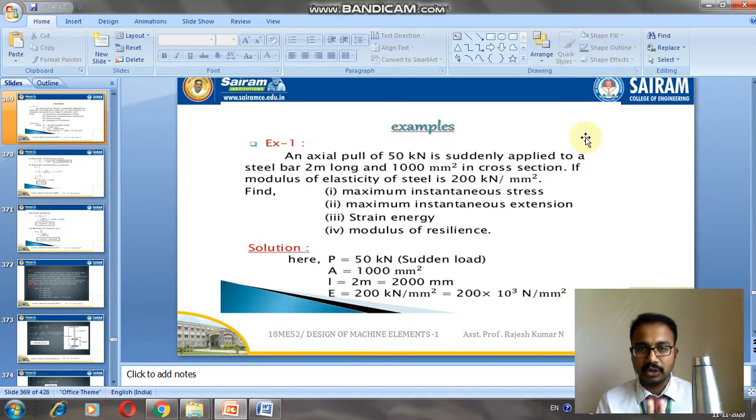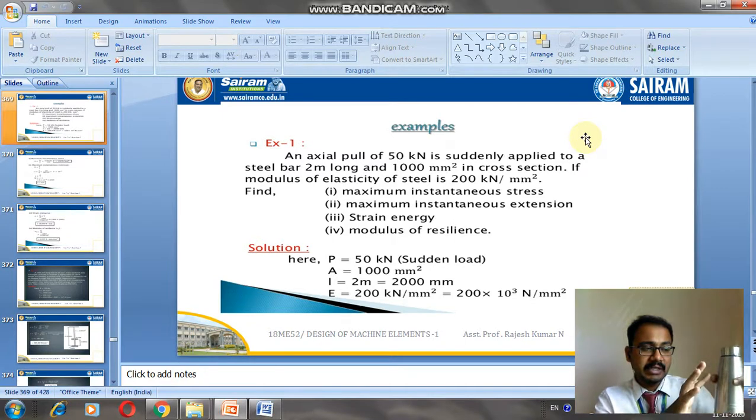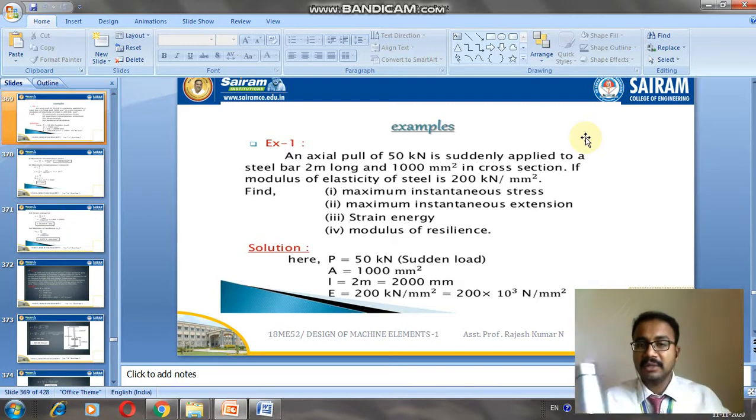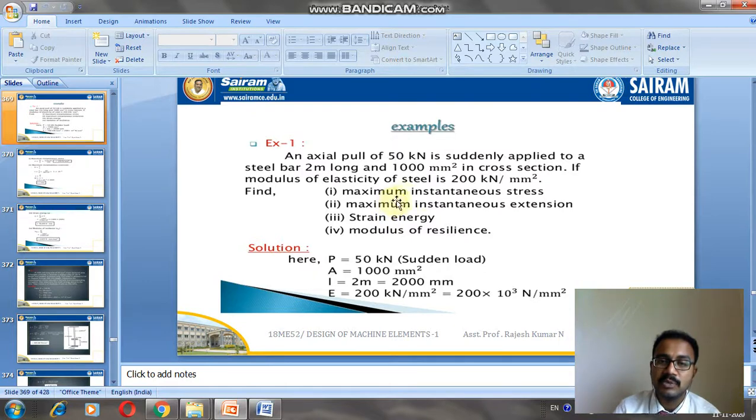Mostly it is having circular cross section only, and 50 kilonewton load is applied. You can see there is a load. Assume that this is a particular point where the load is fixed initially, and suddenly this load is allowed to fall on the collar, which will be at the bottom. So if this 50 into 10 power 3 Newton load is falling, they have not mentioned what is the height. So we will be finding that out, and they mention the modulus of elasticity, that is the Young's modulus value is given. So all these four things we will be finding out.